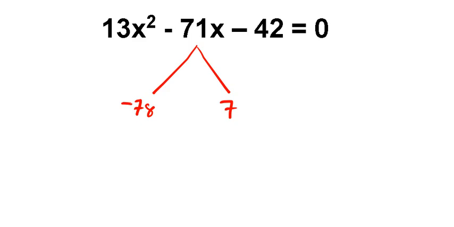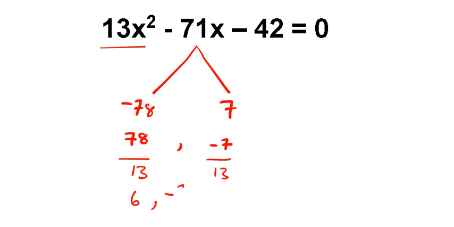So the second step is we are going to change the signs of the factors. So we're going to have positive 78 and negative 7. So we go ahead and divide by the coefficient of x squared, which is 13. Here we now have 78 divided by 13, and here negative 7 divided by 13. So 78 divided by 13 is going to give you 6, then we have negative 7 over 13. So this happens to be the roots of this quadratic equation.